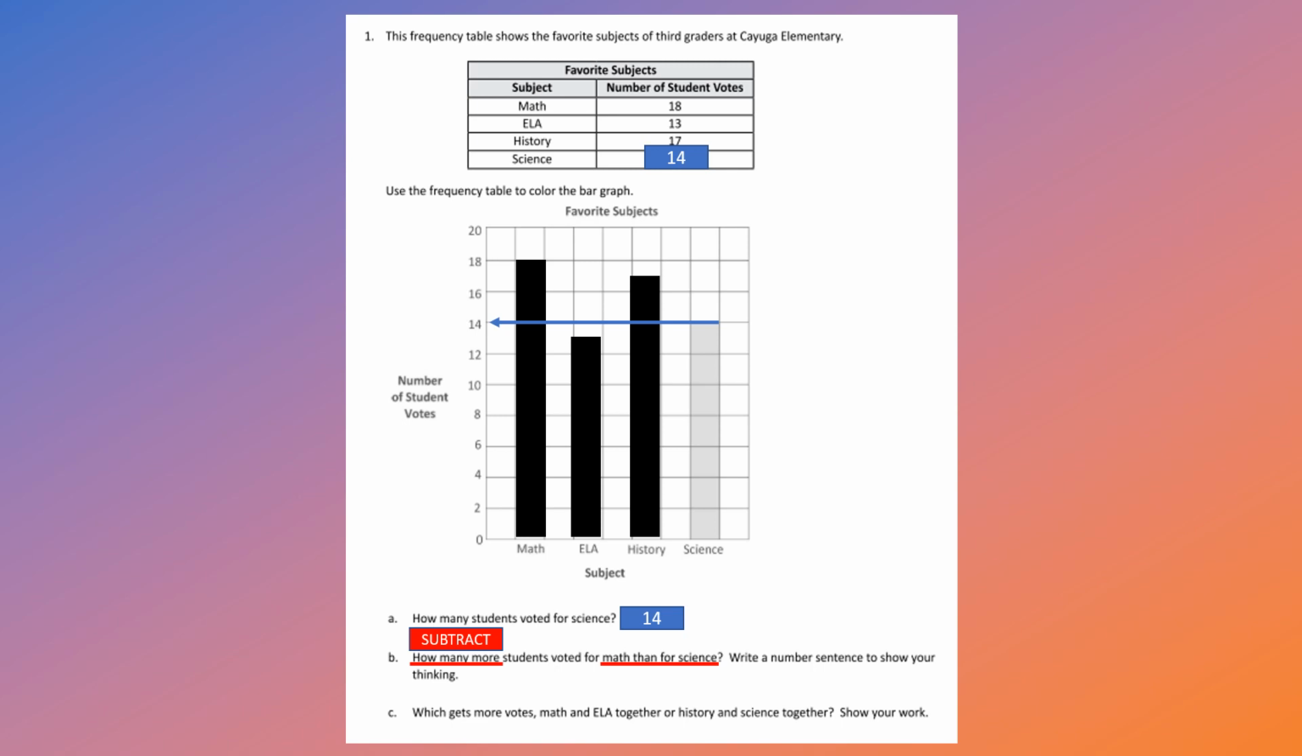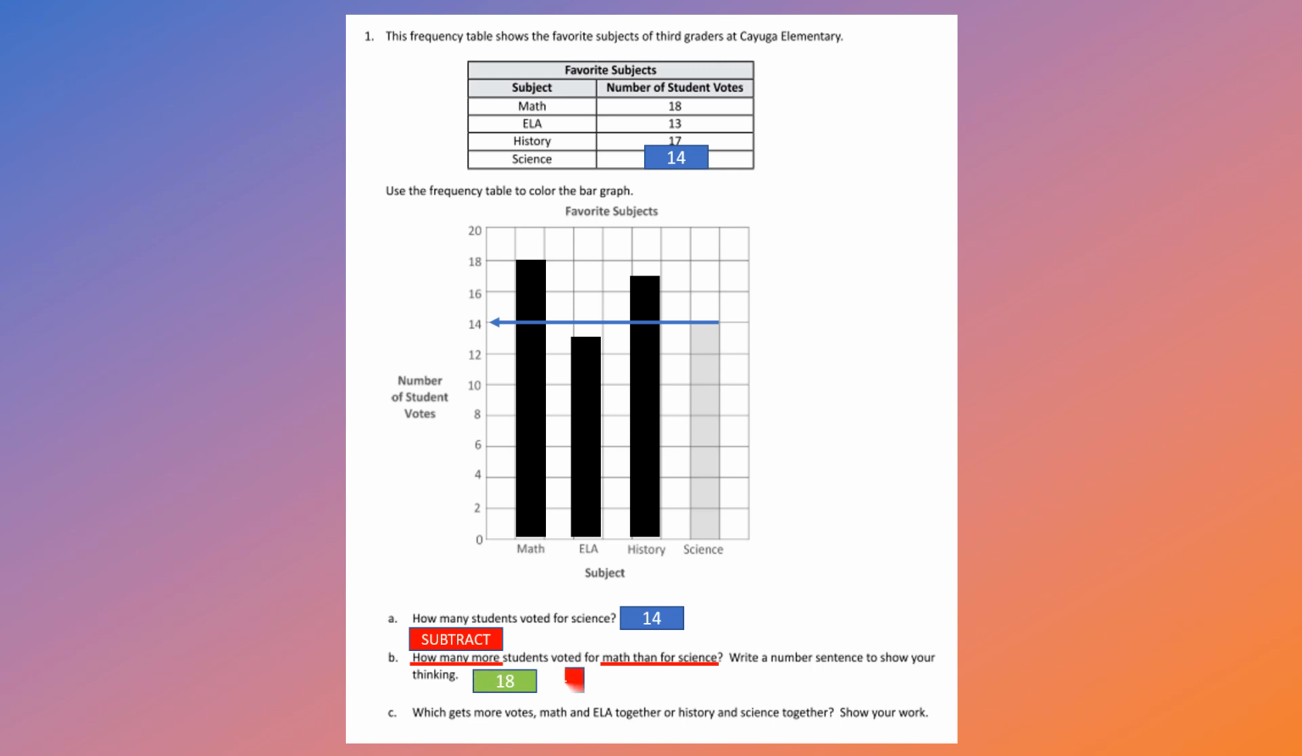I'm comparing math and science. So I'm subtracting the numbers for math and science. Well, since math is the bigger number, then I'm going to write my problem as 18 minus 14. And it also tells me to write a number sentence to show my thinking.